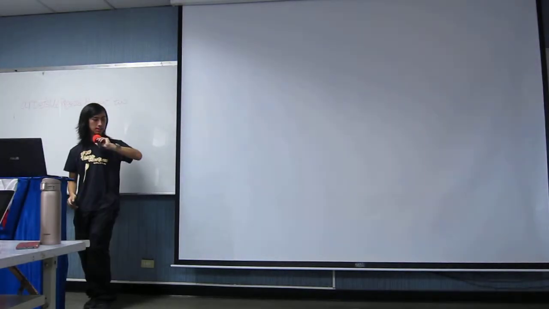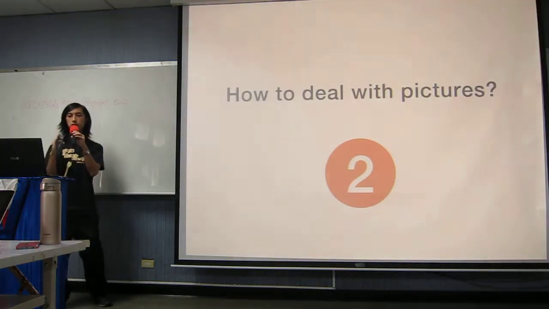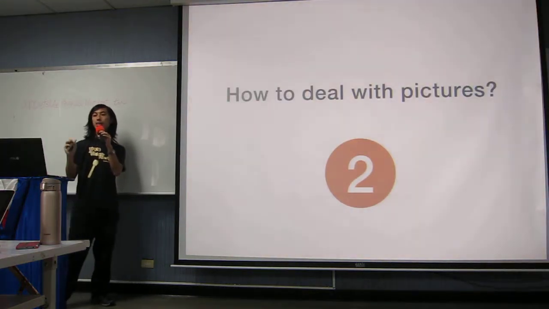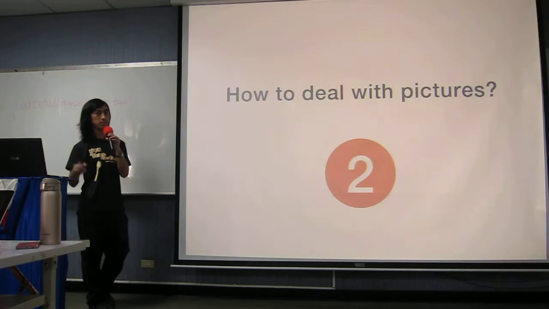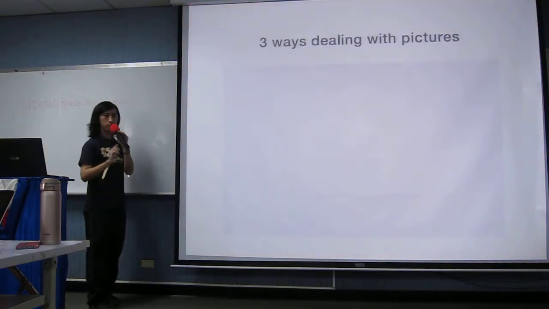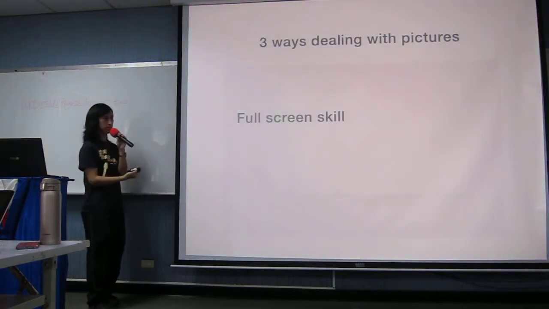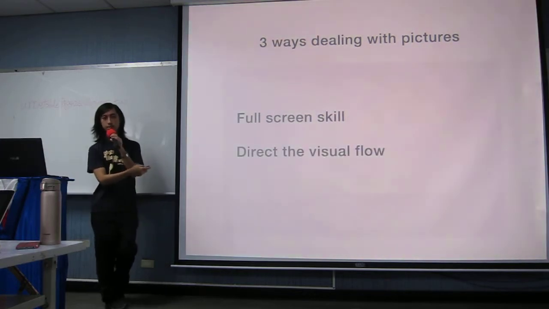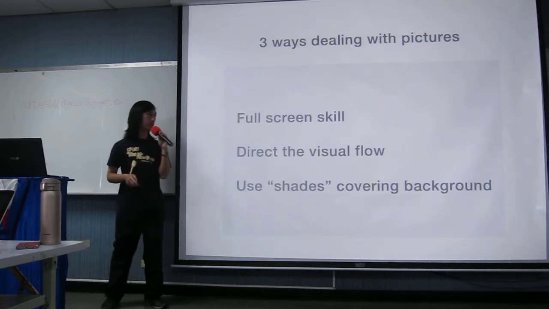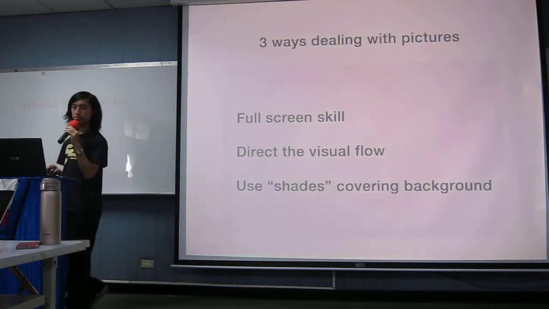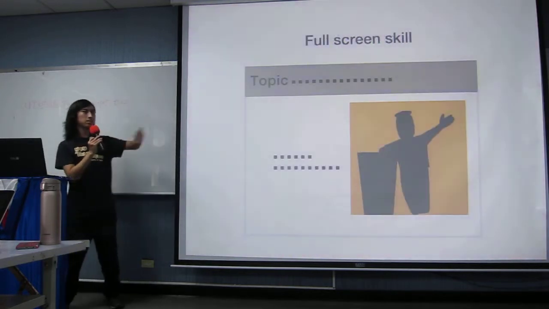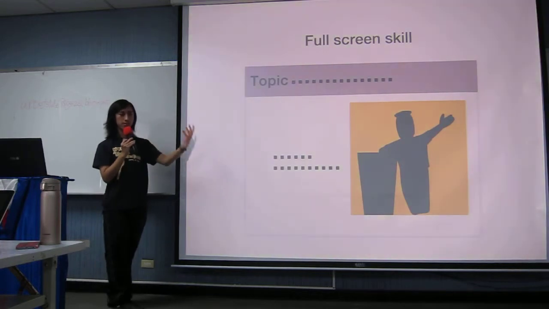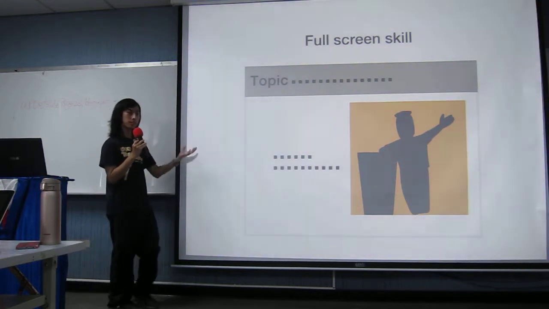Okay, because the time is a little bit delayed, let's just go for part 2, how to deal with pictures. I'd like to give you 3 ways to deal with them. These 3 ways are full screen scale, direct the visual flow, and use shades to cover the colorful backgrounds. Let me use this slide to demonstrate how I use these 3 tips to fix a slide.